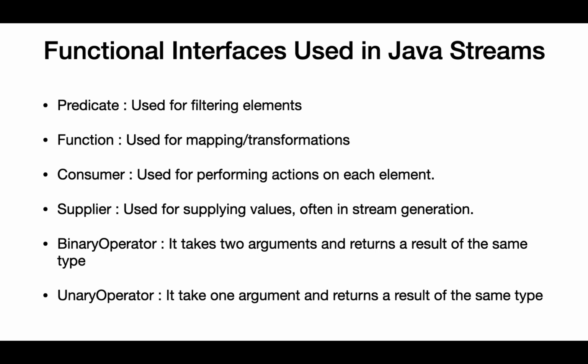It is not directly connected to Java Stream, so we are just ignoring that. But these are the functional interfaces which we are going to use in the Java Stream, right? So first is predicate. It is used for filtering an element. What it will do is, we can pass some list or array and it will filter and give us the Boolean expression. It returns a Boolean expression.